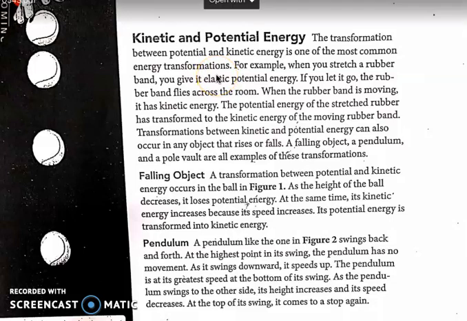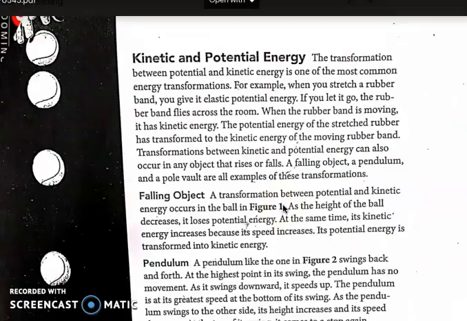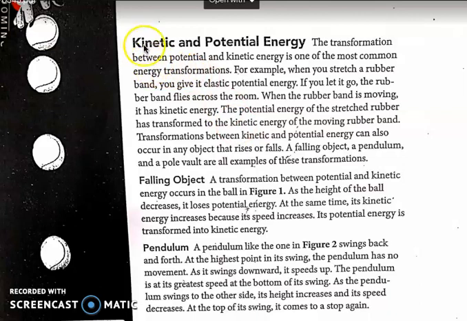Hi students, here is your science reading today for energy. We're going to start out with page 122 where you see actually the pendulum on the bottom. That's where we're going to start. And we're going to look at the top, these top three paragraphs where it says kinetic and potential energy.